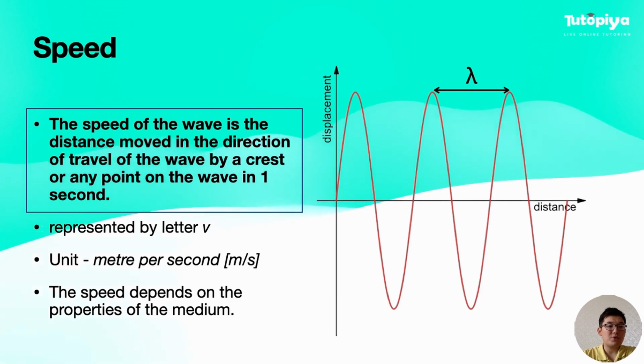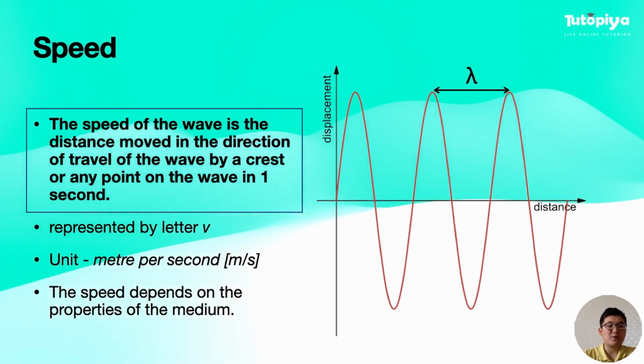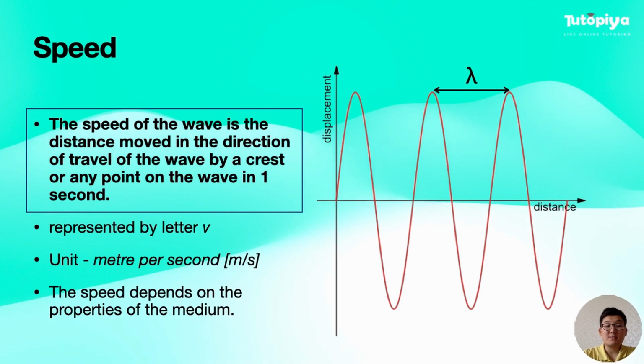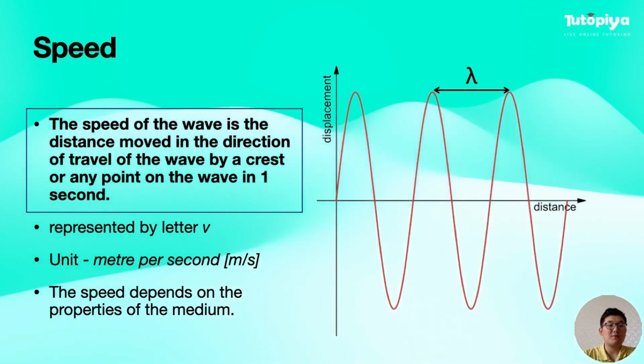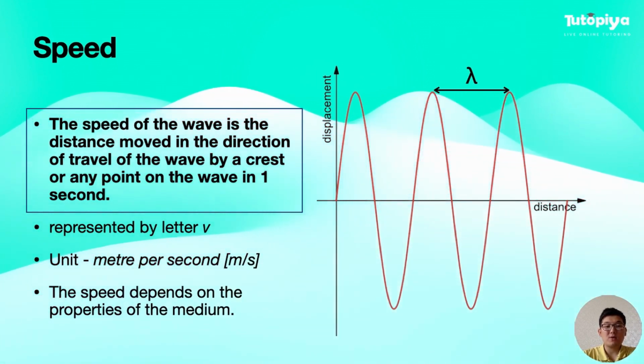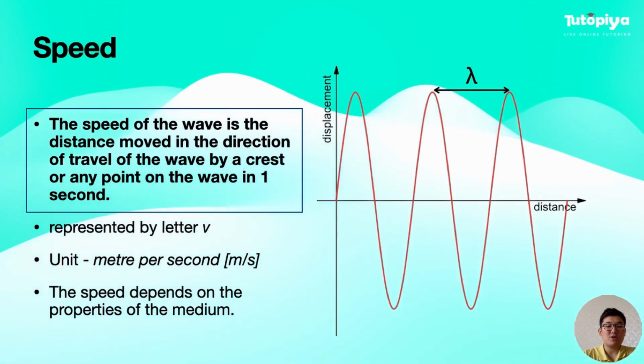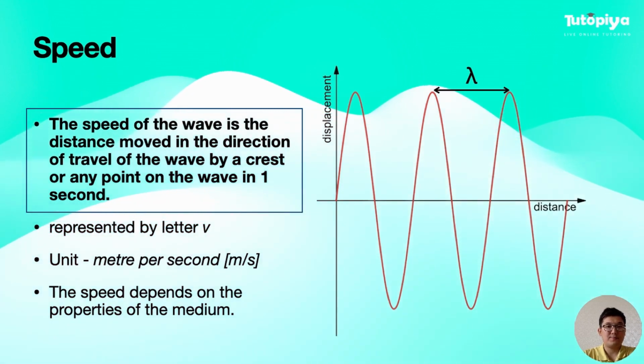It is important to note that the speed depends on the properties of the medium. For instance, you cannot make sound travel faster in air. You can make it only if you change the medium in which it propagates.